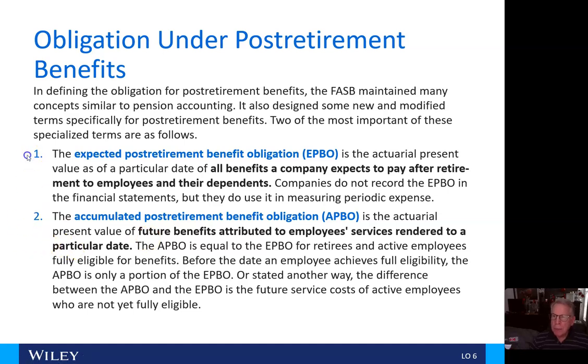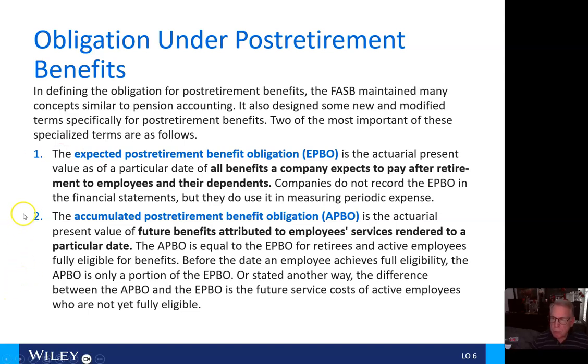Here in number 1, the expected post-retirement benefit obligation, the EPBO, is the actuarial present value as of a particular date of all benefits a company expects to pay after retirement to employees and their dependents. Companies do not record the EPBO in financial statements, but they do use it in measuring periodic expense.